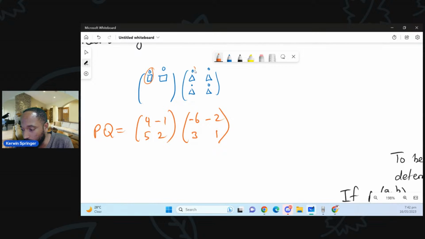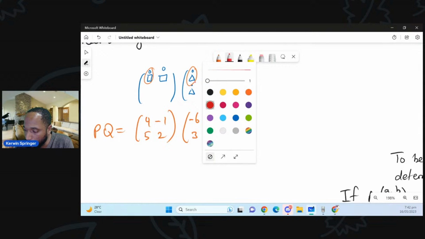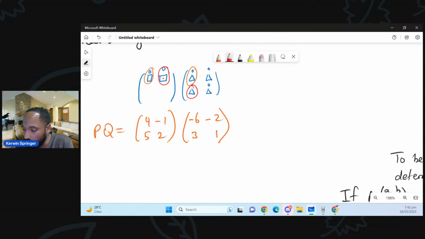So this one will multiply with this one, and then this one here will multiply with this one. And so I understand it going across the row and down the column. 1 is 1. So follow the flow here. So it's 4 by -6 plus -1 by 3.